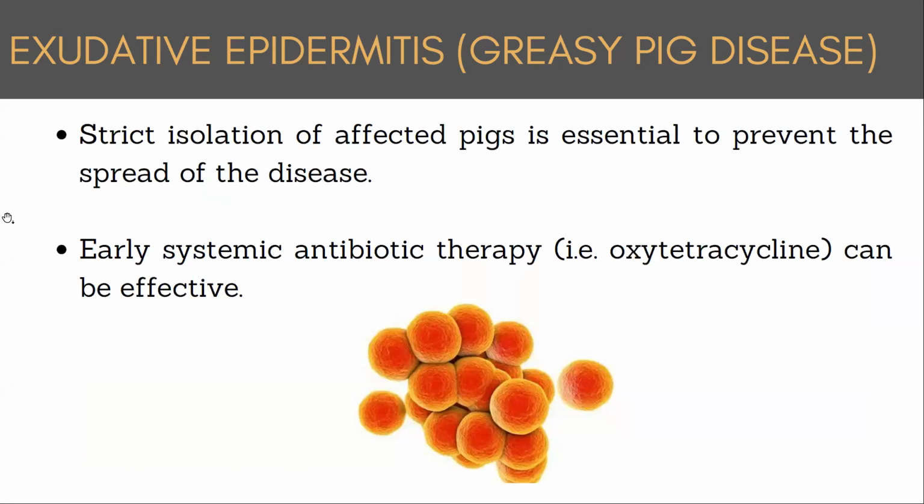So, how can we prevent the spread of disease? So, strict isolation of affected pigs is essential. And the early systemic antibiotic therapy can be effective to combat the disease. For example, administering oxytetracycline to the affected pigs.